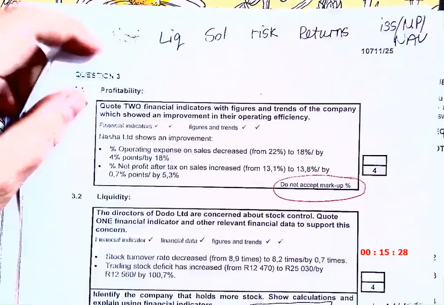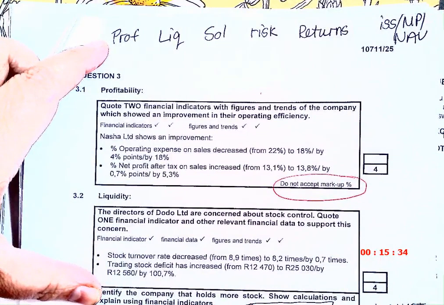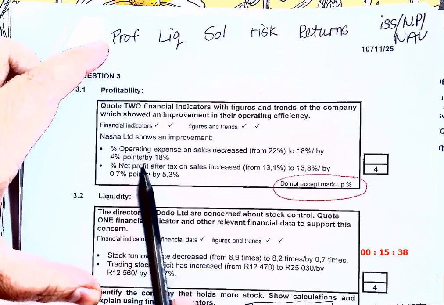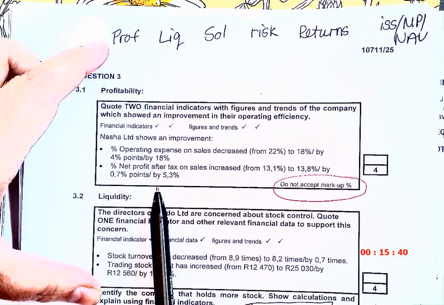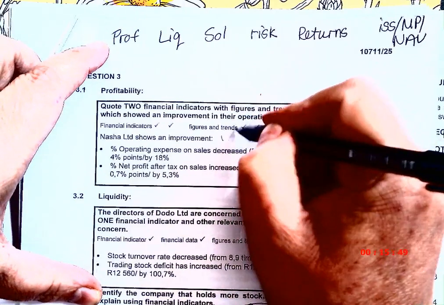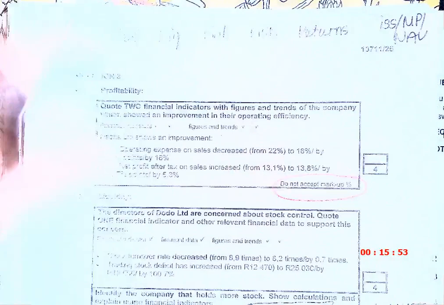And if you look at the answer, they say there, do not accept the markup. Not allowed. Sharp. So can you see Nasha didn't get a mark, but you're quoting only Nasha. So it implies that Nasha did better. But in some memos, this thing would literally also get a tick. You don't know how the memo looks like.